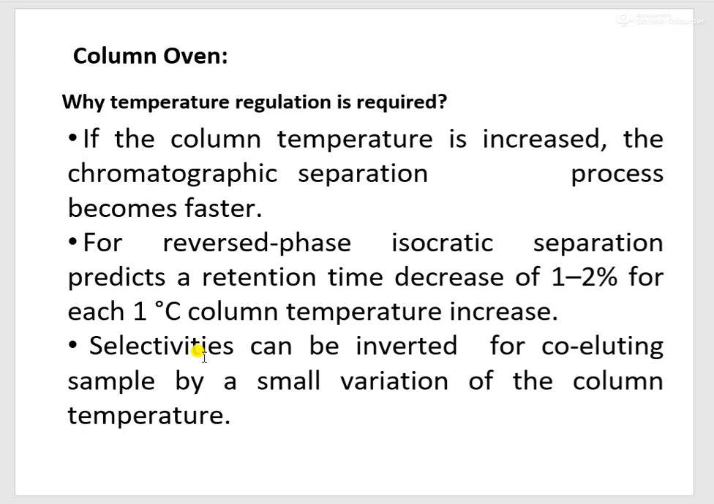temperature. Means if you have co-eluting sample, means co-elution means if two components are there and their retention time is almost nearby, or if they are not resolved properly. So if you change the temperature of your column oven, then there are chances that these co-eluting samples get resolved or they get separated.